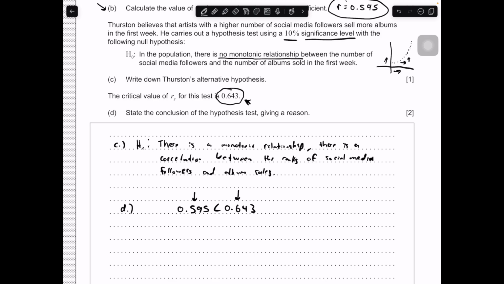then there's not enough information for us to believe that there actually is a monotonic relationship. So in this case, we would accept H0, or once again, just to be safe, fail to reject H0. The strength of our correlation is less than the critical value, the minimum amount of strength. Our null hypothesis, once again, is that there's no monotonic relationship, no relationship between social media followers and album sales. The alternative is that there is a correlation between the ranks. In this case, our value came out less than our critical value, so we fail to reject H0.